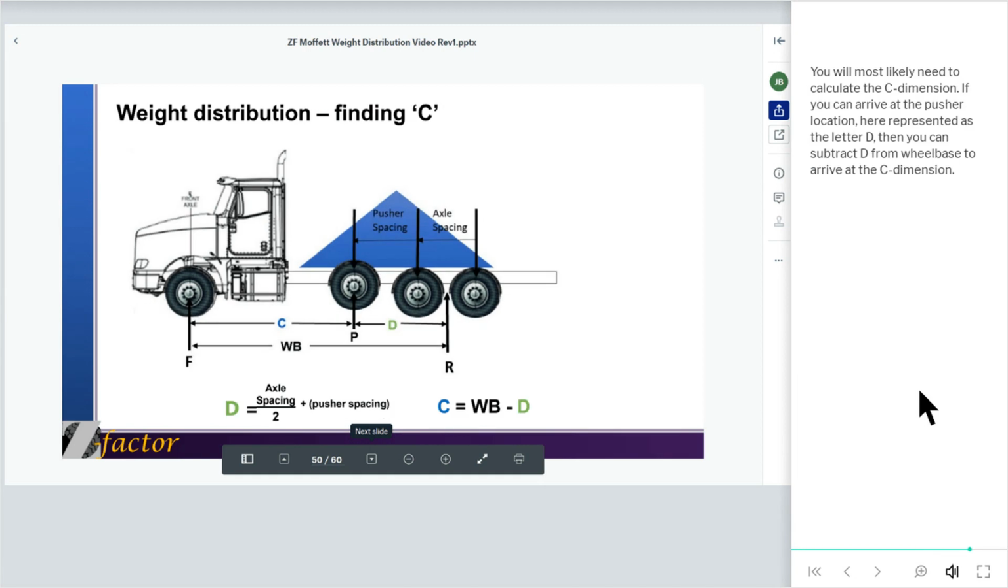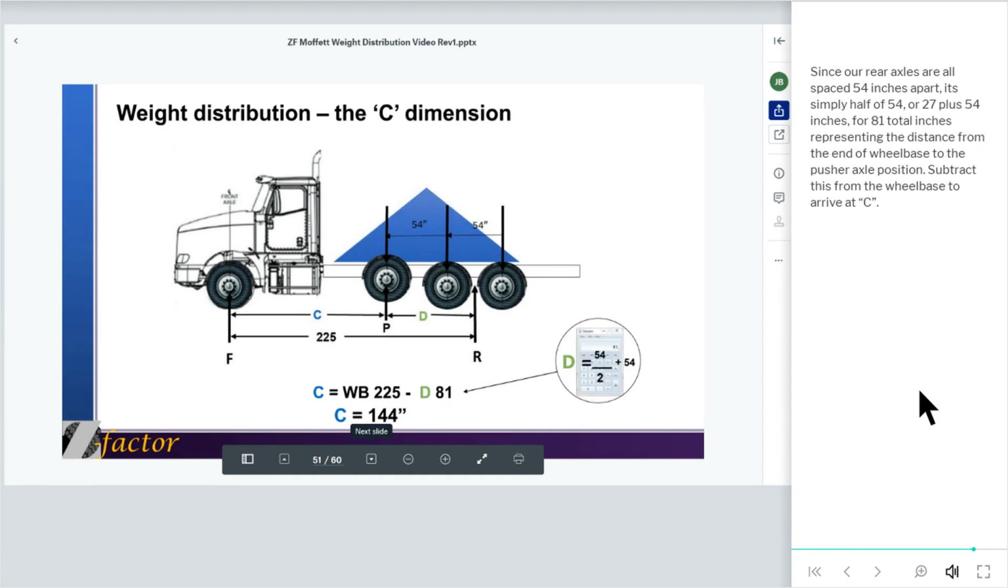You will most likely need to calculate the C dimension. If you can arrive at the pusher location, here represented as the letter D, then you can subtract D from wheelbase to arrive at the C dimension. Since our rear axles are all spaced 54 inches apart, it's simply half of 54, or 27, plus 54 inches, for 81 total inches, representing the distance from the end of wheelbase to the pusher axle position. Subtract this from the wheelbase to arrive at C.